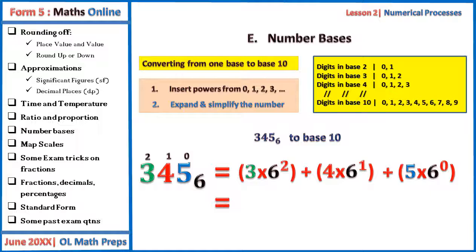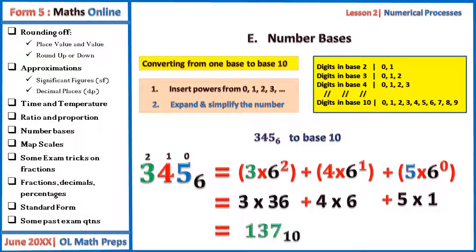We now simplify. 6 to the power 2 is 36, not 12. So we have 3 times 36 plus 4 times 6 plus 5 times 1. And when you sum all these, it will give us 137 base 10. If you write the answer without putting the base, you are correct, because everything we are doing in normal life is in base 10, except the base is indicated. If the base is not indicated, it means you are working in base 10.